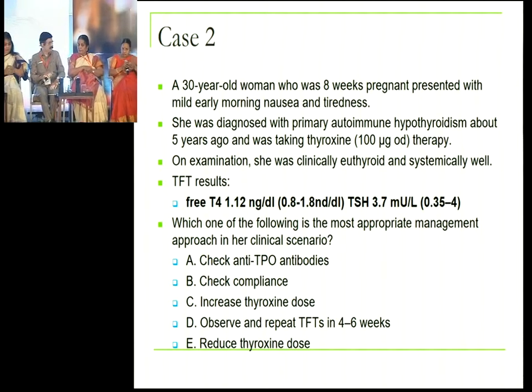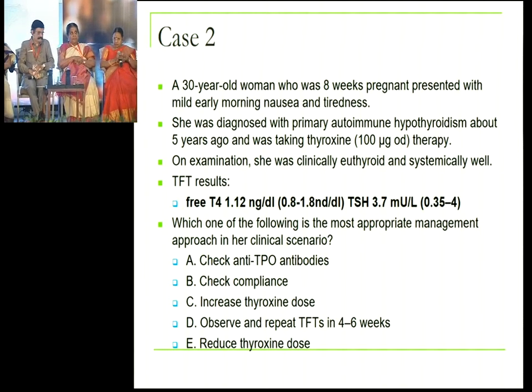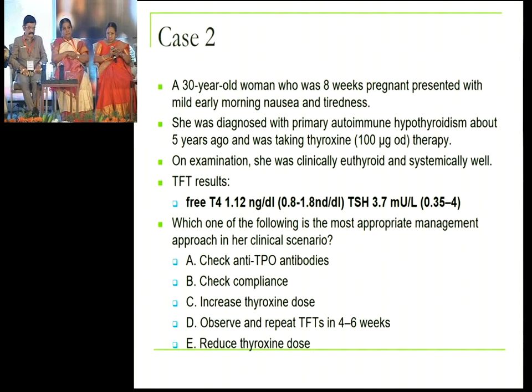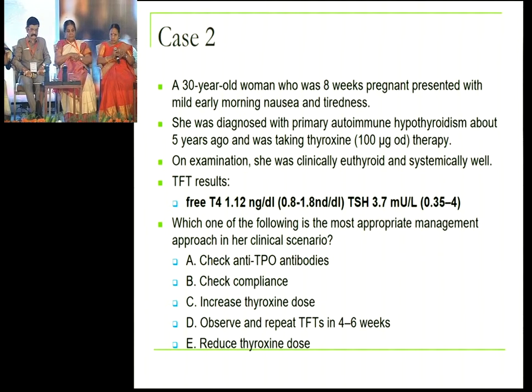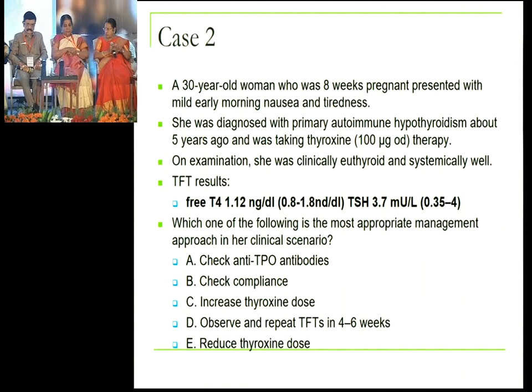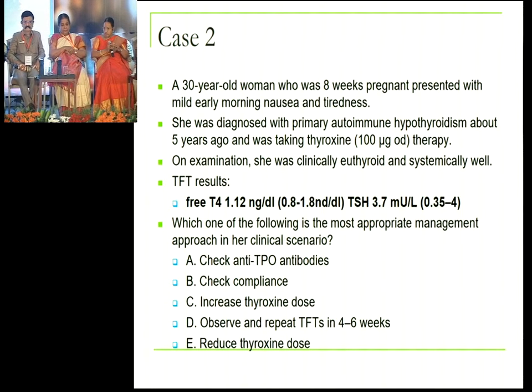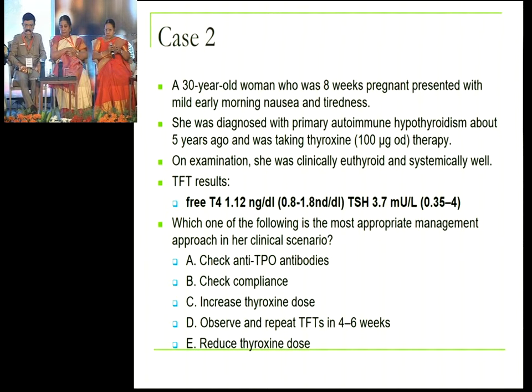Yes, the TSH is 3.7 and her T4 is within normal range. She could be a case of subclinical hypothyroidism. So I will start her on L-thyroxine and I'll start with a dosage of 1.6 microgram per kg body weight as the starting dose. So, Dr. Gunn, do you have any take on this?